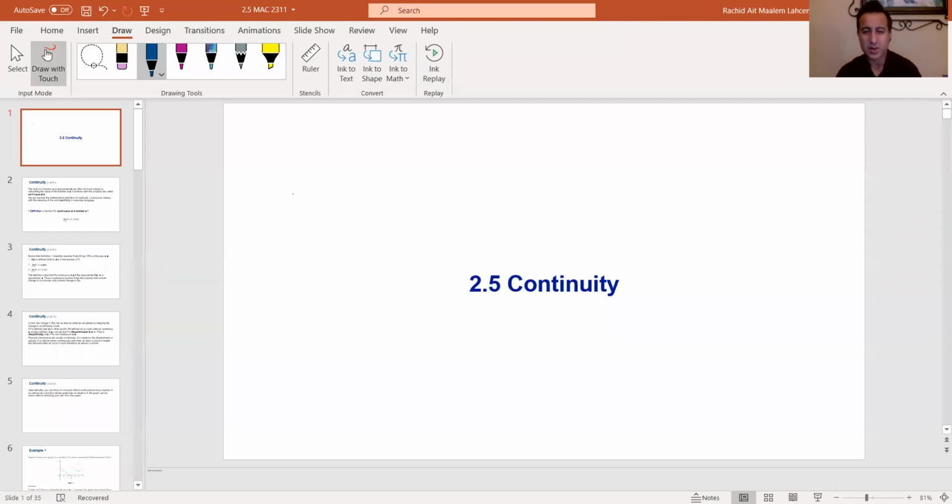Hi, everybody. We'll continue with chapter 2, and this section is 2.5, the continuity of a function, which we'll be using for limits. And continuity, the simple way before we dive into it is that a function is continuous if it doesn't have a break.